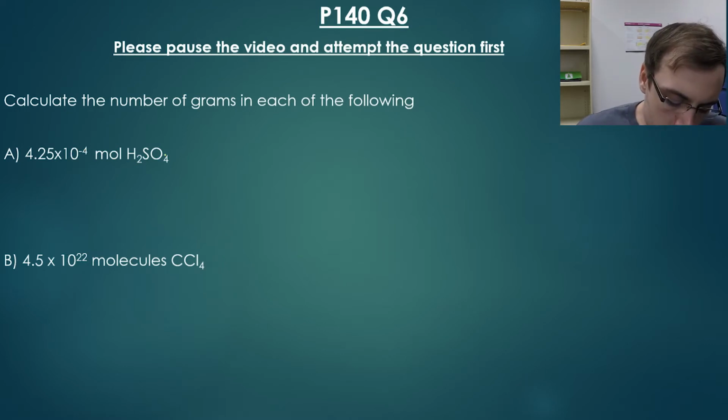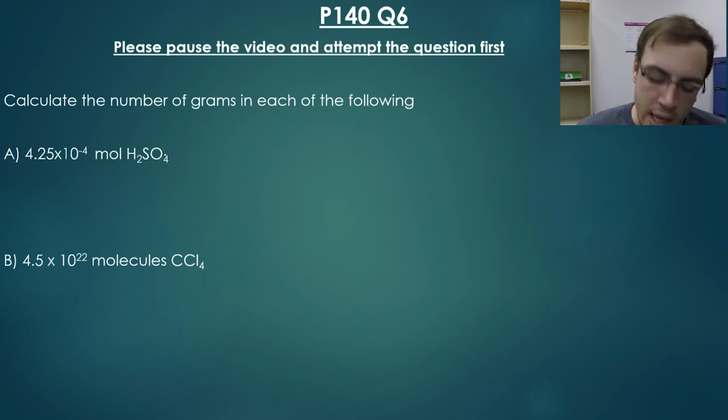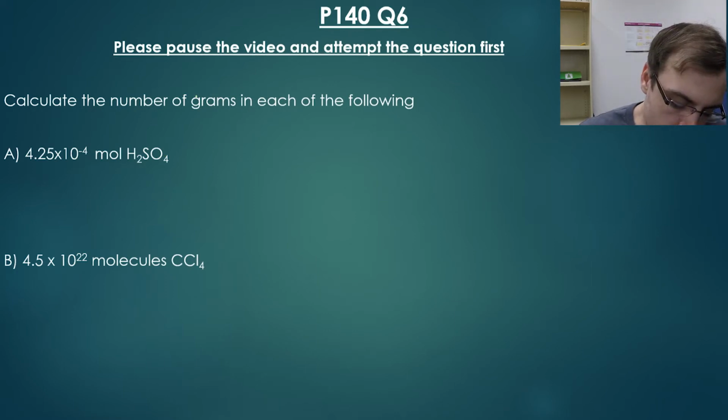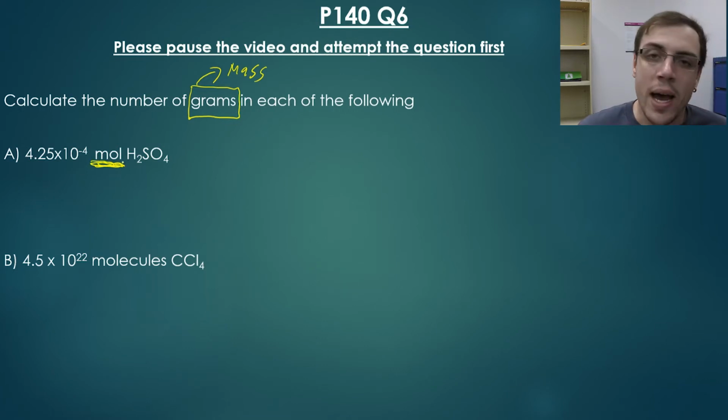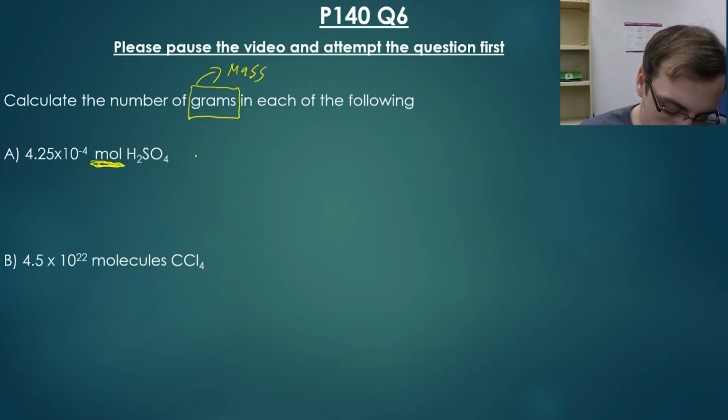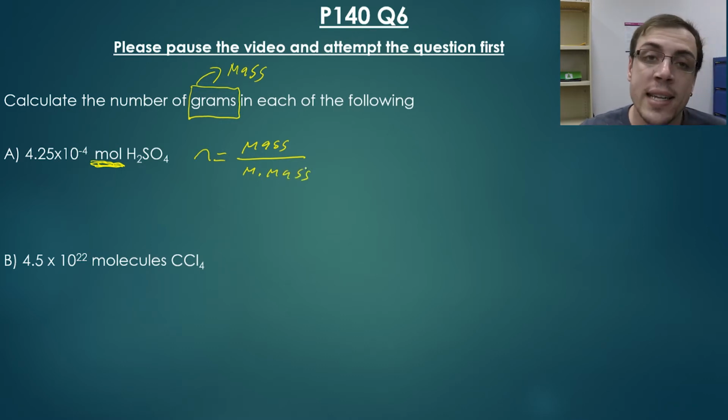Okay, so the first thing that comes to mind here is we can see calculate the number of grams. So it wants grams, or in other words, it wants the mass. And we can see here that within this question, we are given moles. So straight away, instantly, what should be coming to mind is the equation: moles is equal to mass over molar mass. That equation should spring to your mind instantly.